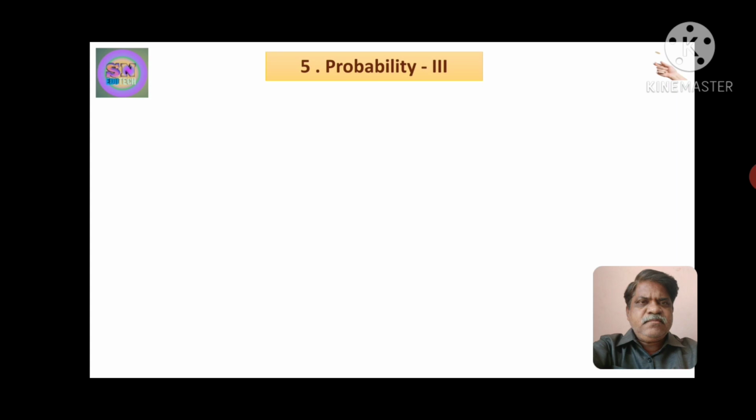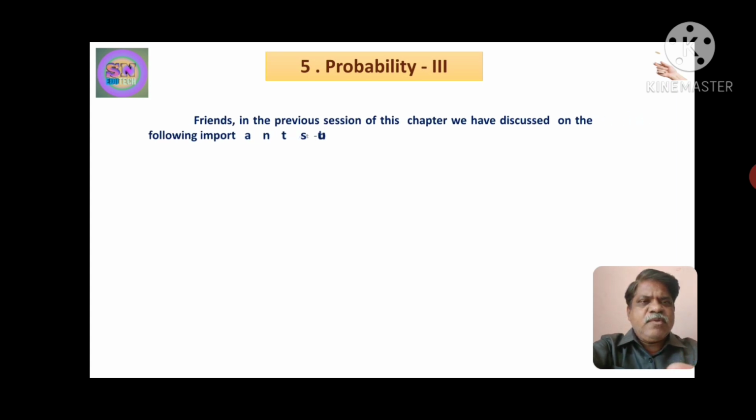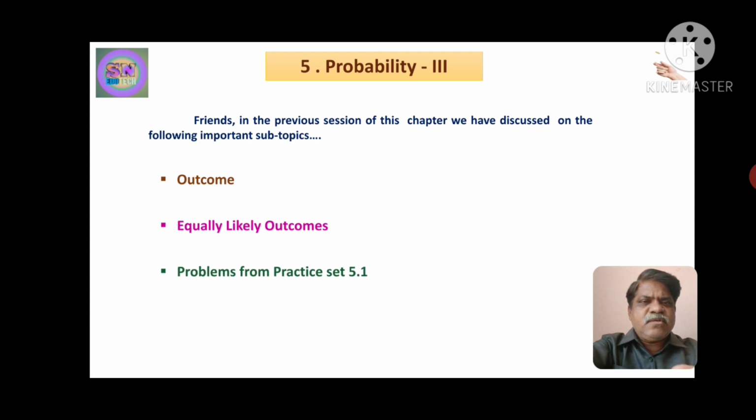Friends, in the previous session, Probability Part 2, we discussed the following important subtopics of this chapter: outcome and equally likely outcomes, and problems from practice set 5.1. Today in this session we are going to discuss sample space.